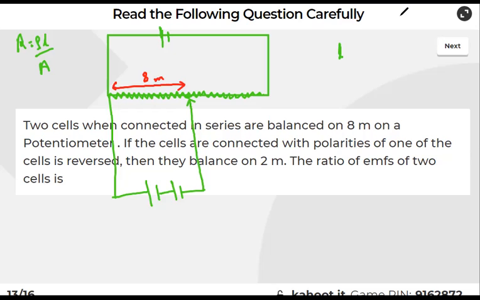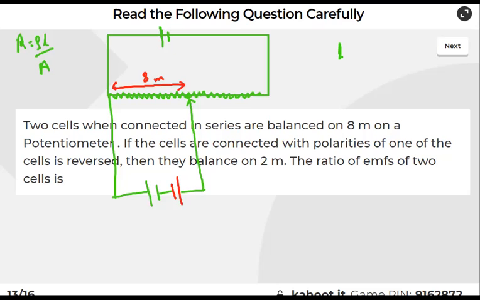Okay, right? So ये सबको समझ में आ गया? This is case 1. Case 2: when the polarity of one of the cells is reversed. So in the second case, this polarity is reversed. सोचो, इसकी polarity मैंने उल्टा कर दिया. Okay, the polarity is like this. Now the polarity is like this.